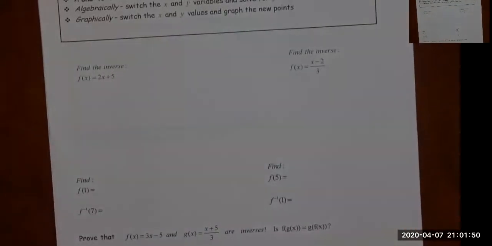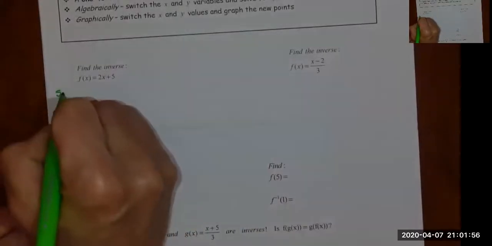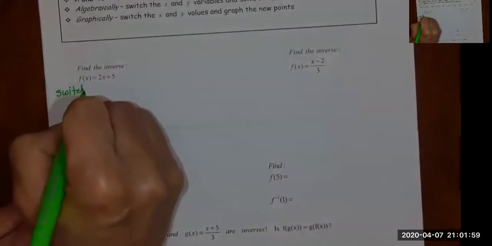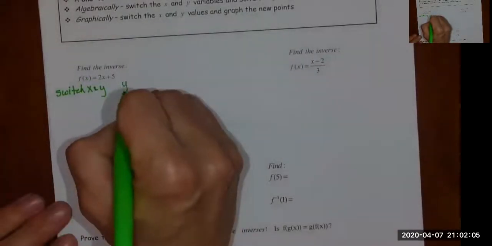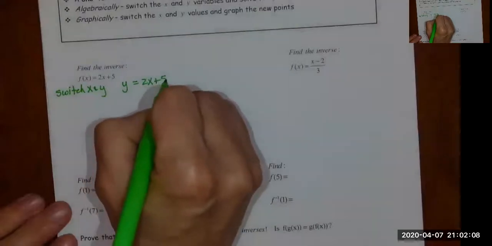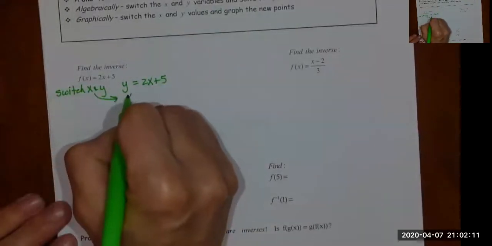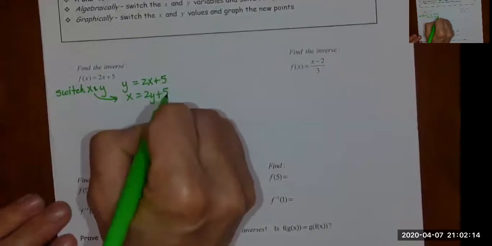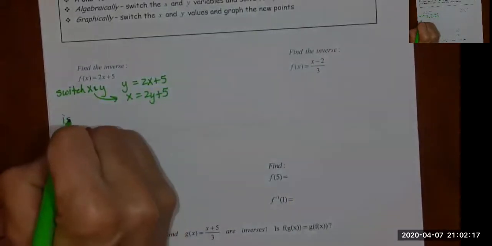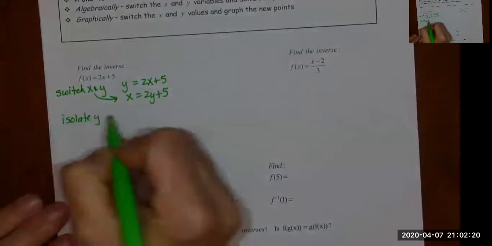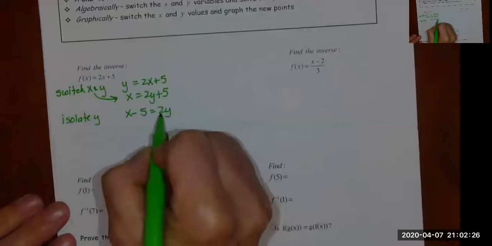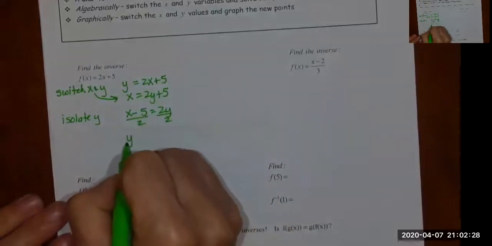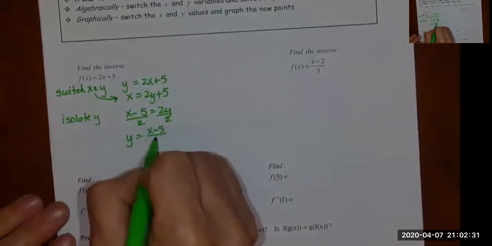So find the inverse. All we do to find the inverse is switch x and y. Well, this doesn't have a y, you say, but we can write that as y. So y equals 2x plus 5. Now I'm going to switch x and y. x equals 2y plus 5. And then we are going to isolate y. So I will bring that 5 over, x minus 5 equals 2y, and then we divide through, so y equals (x minus 5) over 2.